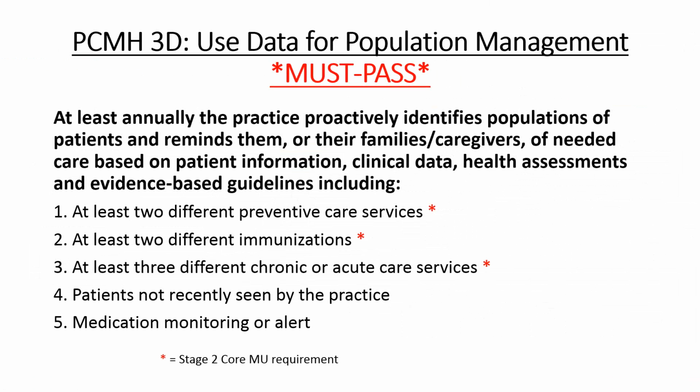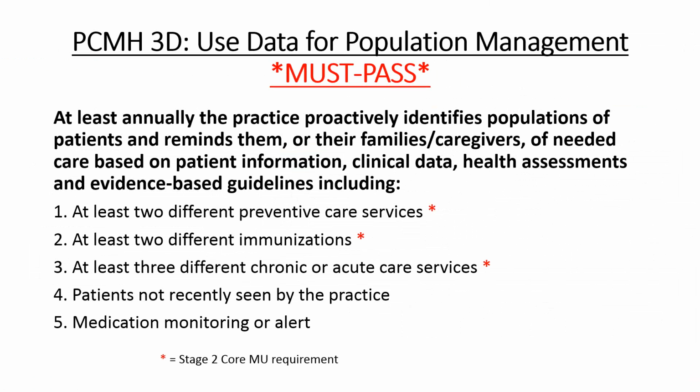Factor 4, patients not recently seen by practice. And factor 5, medication monitoring or alert. So this is looking at a list of patients on a specific medication. It could be used for if they were prescribed the brand name and there's a generic available, if there's any type of recall or warnings for a specific medication. So looking at lists of patients on a specific medication for whatever reason that may be.